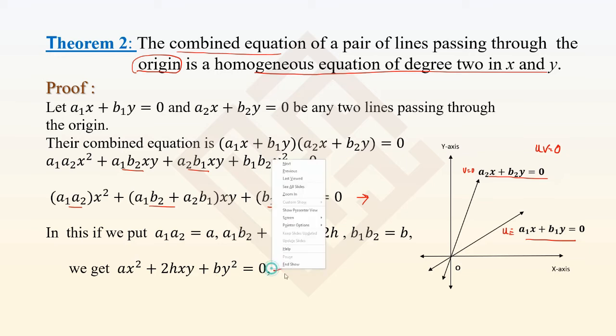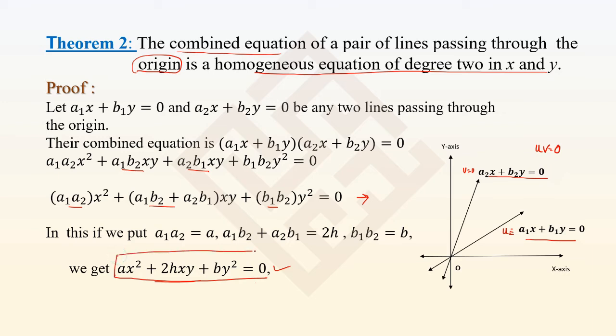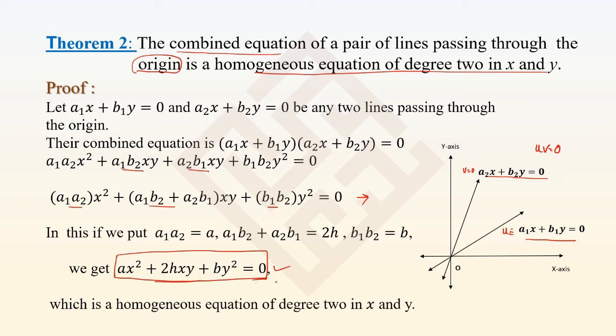Just now we have seen this equation in the homogeneous equation. So if you have any equation of this type, then this is going to represent two lines passing through the origin, and their combined equation is given by this form, that is ax square plus 2hxy plus by square is equal to 0. So this is a homogeneous equation of degree 2 in x and y.